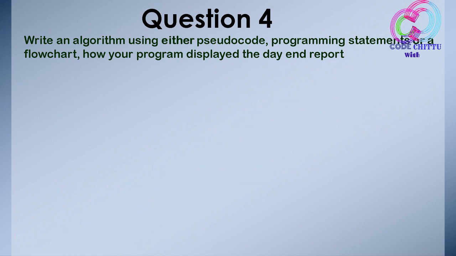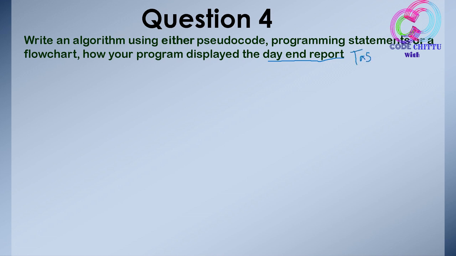This question is very important. Okay, write an algorithm using either pseudocode, programming statements or a flowchart. This is just the normal way of question format. How does your program display the day end report? They didn't refer to which task it is, but they clearly told day end report. So the day end report, where are we calculating it? In task 3, right? We are using it in task 3 only.